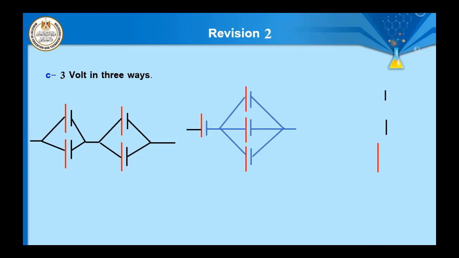The third way, two of the electric cells are connected in series, and the second two are connected in series. Then the first two, which are connected in series, are connected with the second two, which are connected in series, in parallel connection by this way. The electromotive force of the first two electric cells equals 3, 1.5 plus 1.5. And the other two electric cells, 1.5 plus 1.5. This means that 3 volt and 3 volt are connected in parallel. So the electromotive force equals 3 volt.